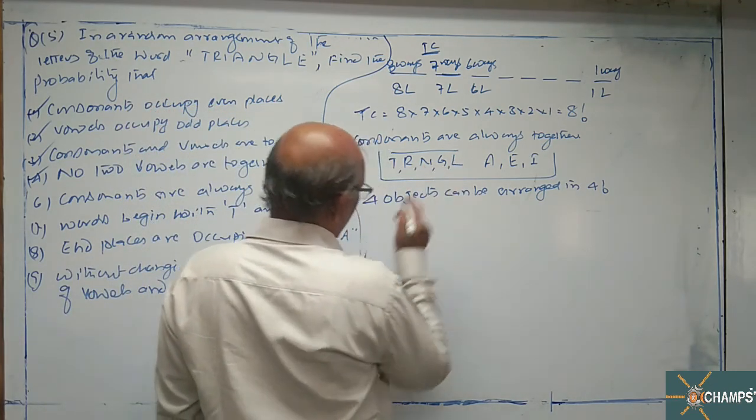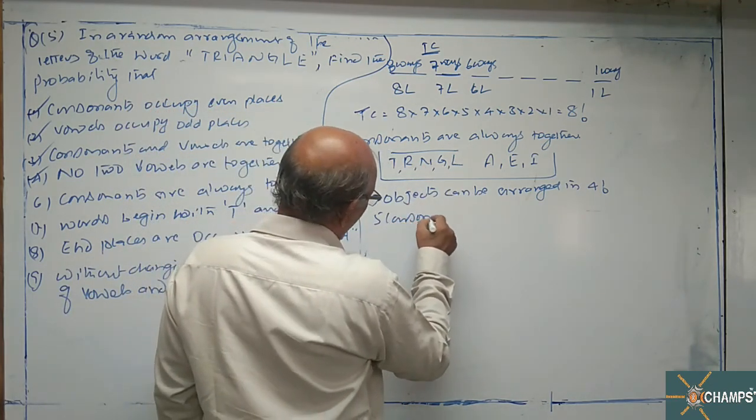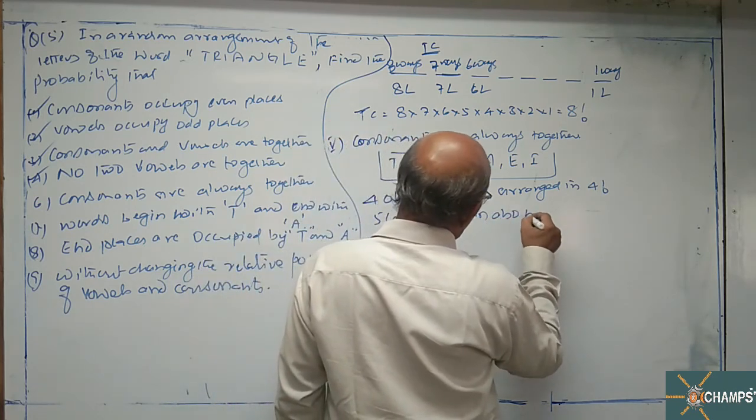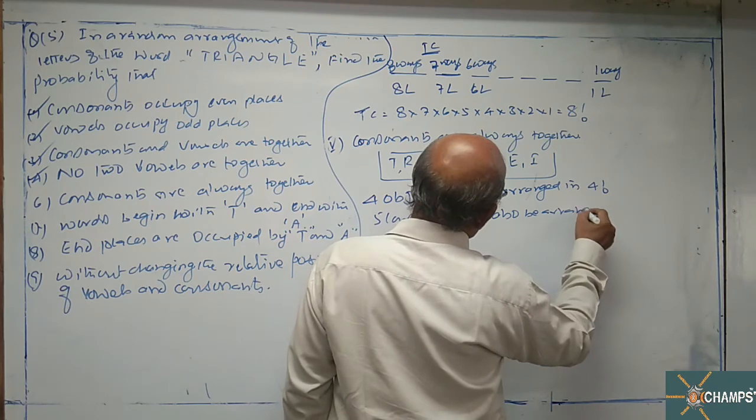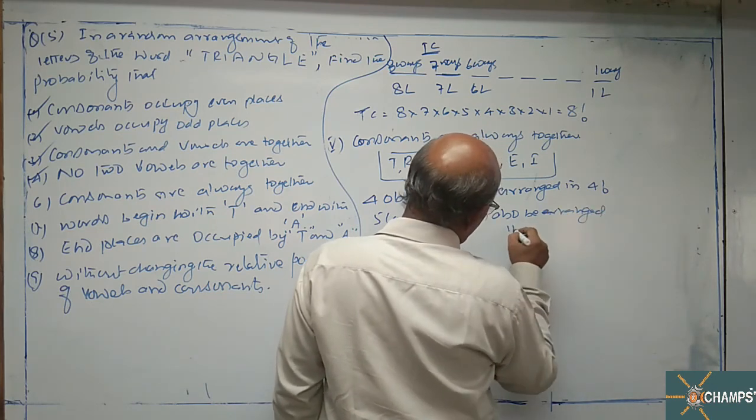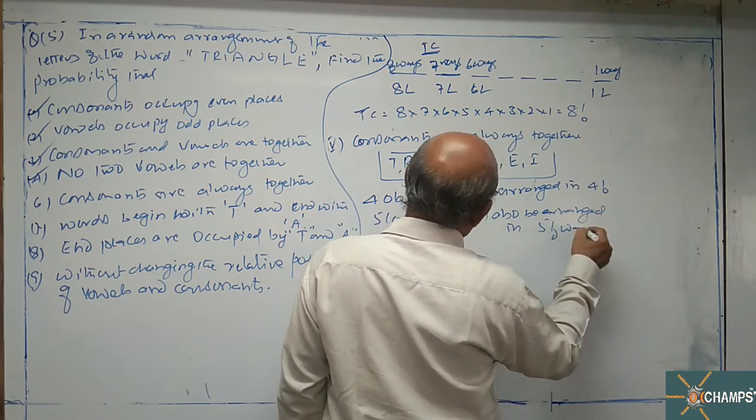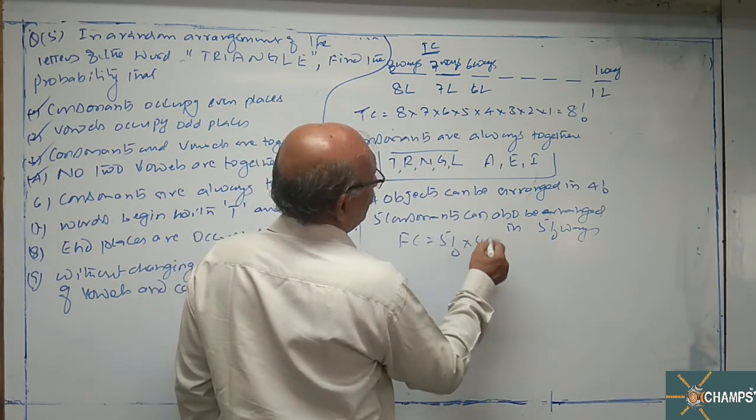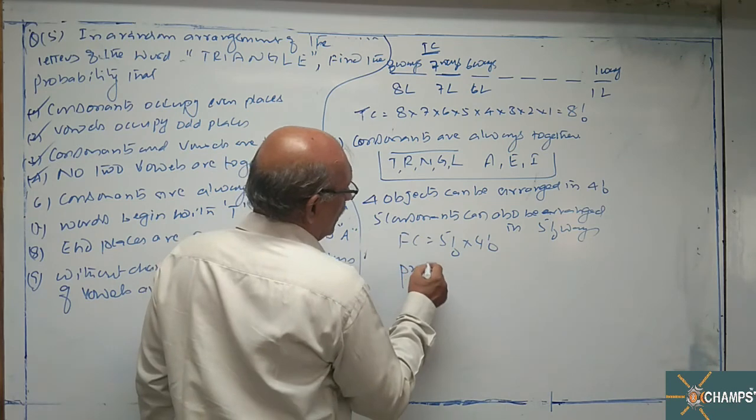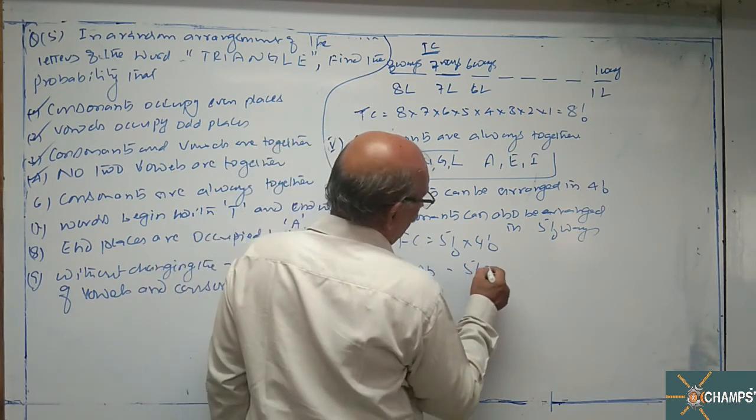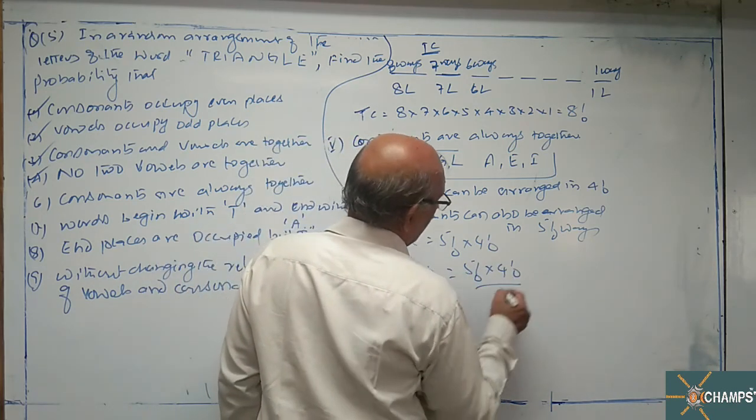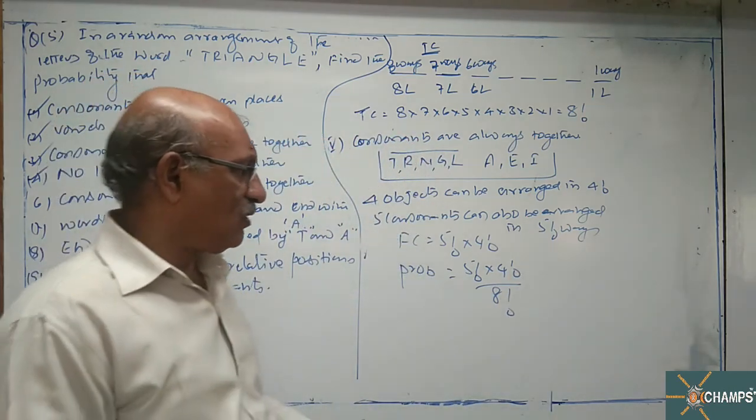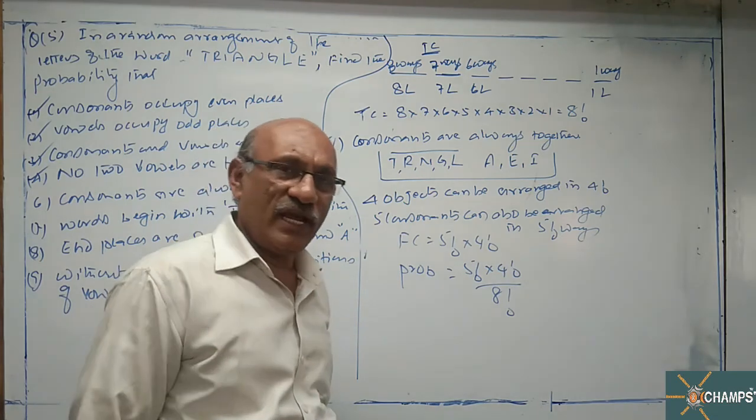4 places are there, 4 objects are there. Inside the other bracket, 1, 2, 3, 4, 5: 5 consonants can also be arranged in 5 factorial ways. So favorable cases are 5 factorial into 4 factorial. Probability is equal to 5 factorial into 4 factorial by 8 factorial.